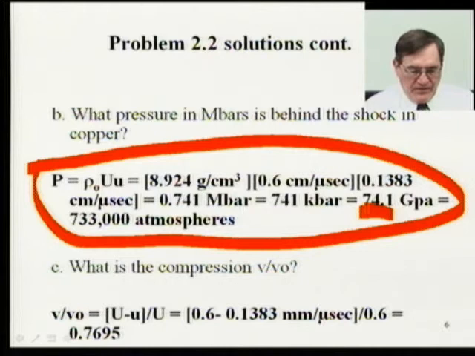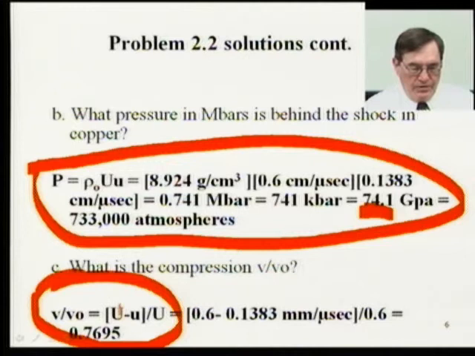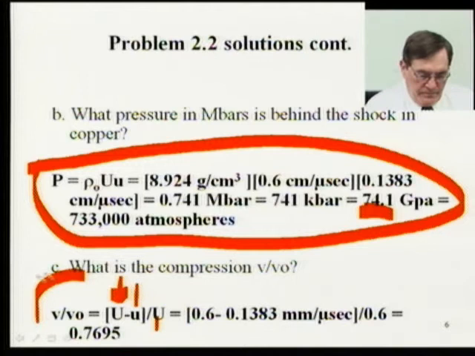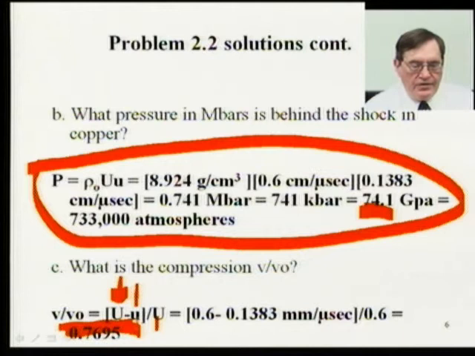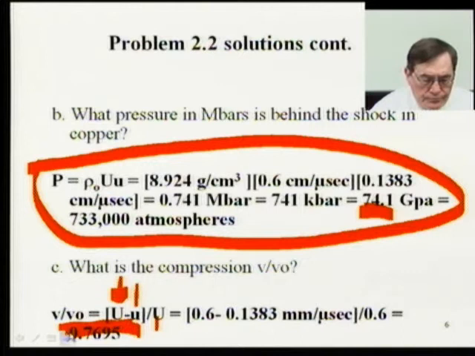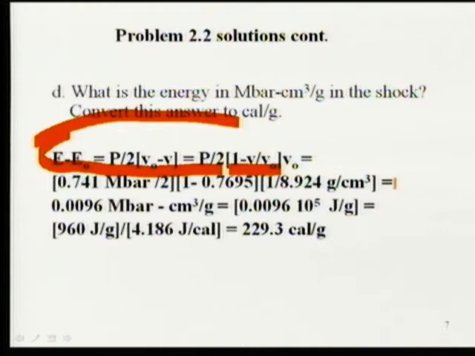And the compression is this equation. It's shock velocity minus particle velocity over the shock velocity. And if you stick those numbers in, you get a compression of 0.7695, which is V over V naught for that shock. The energy, again, it's just the energy equation, and it's a direct substitution of numbers, so I'm not going to really go over that. I used consistent units up to this point, then I wanted you to convert it.